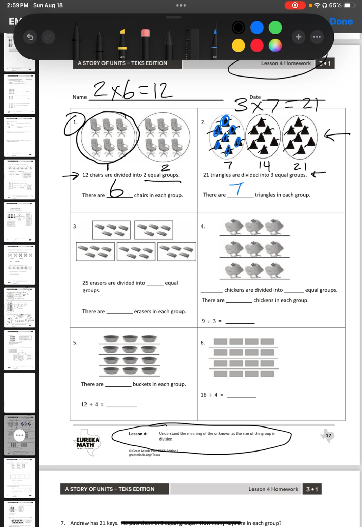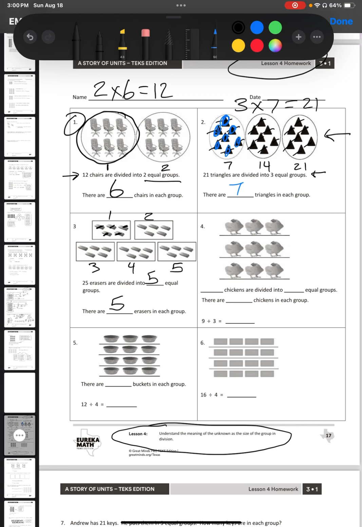Problem 3. 25 erasers are divided into blank equal groups. Well, I'm looking and I see 1, 2, 3, 4, 5 equal groups. There are blank erasers in each group. We can go count them. 1, 2, 3, 4, 5 erasers in each and every group.